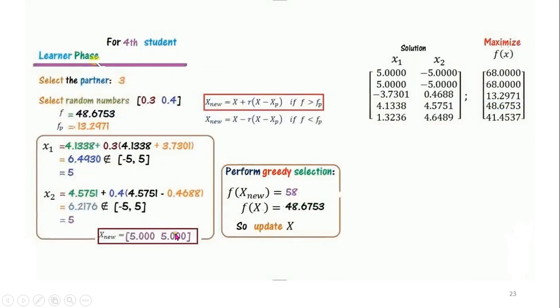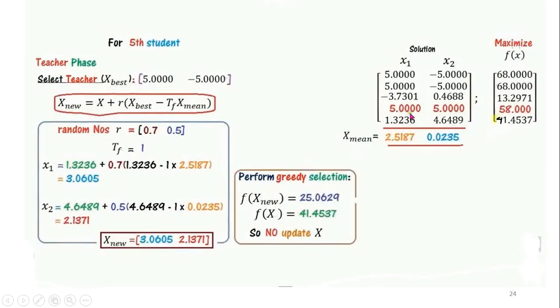See this value. So now for the fifth student in the teacher phase, we select the x best from this value. And we select the random value for r, 0.7 and 0.5, say 0.705, and we get the tf, say for example 1. Now put these values in this equation, we get x1 and x2. Our x new is equal to x, and now go for the greedy selection. F of x new is equal to 25.0629 and f of x is 41.4537. So there will be no update because f of x new is less than the f of x.